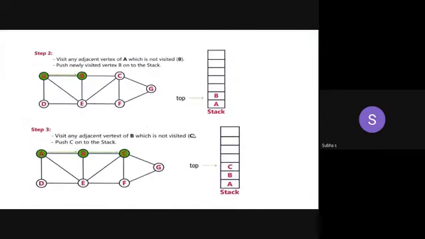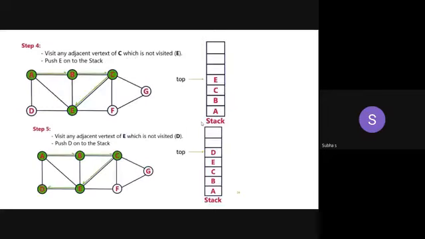How many nodes are adjacent to C? Actually, 4 nodes are adjacent. Yes, B, E, F and G. B is already visited, so no need to worry about it. You can choose any of these 3 vertices, E, F or G. So I have taken E. So place E on the top of the stack. Look at the stack also simultaneously. While you are pushing element one by one, your top will get incremented. Now top is pointing to E. So push E onto the stack.